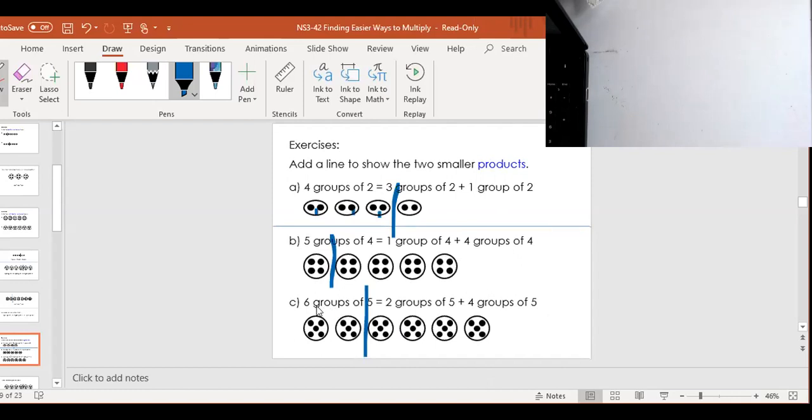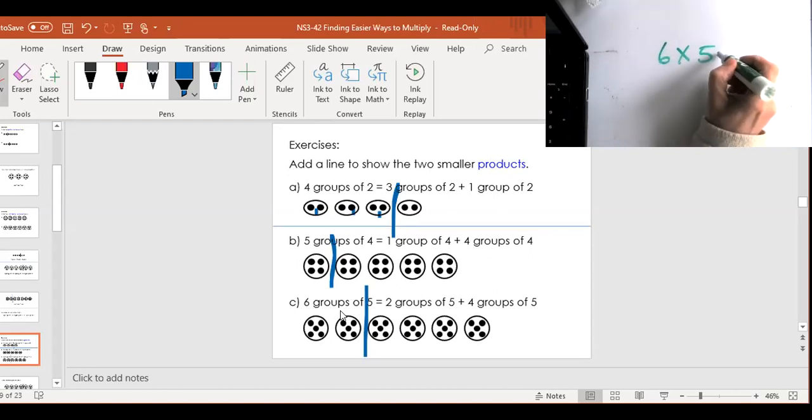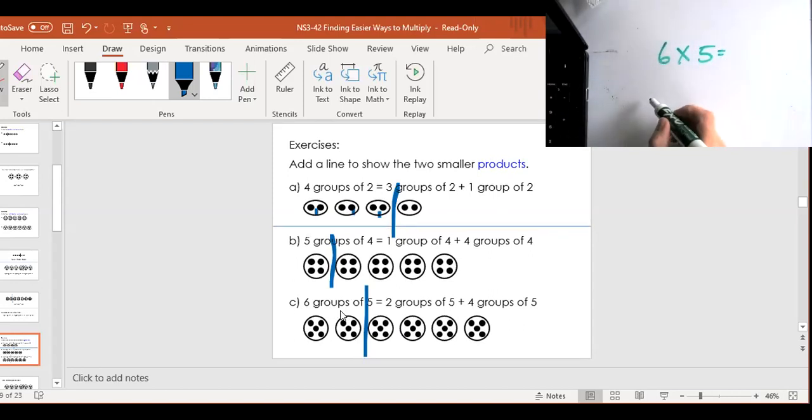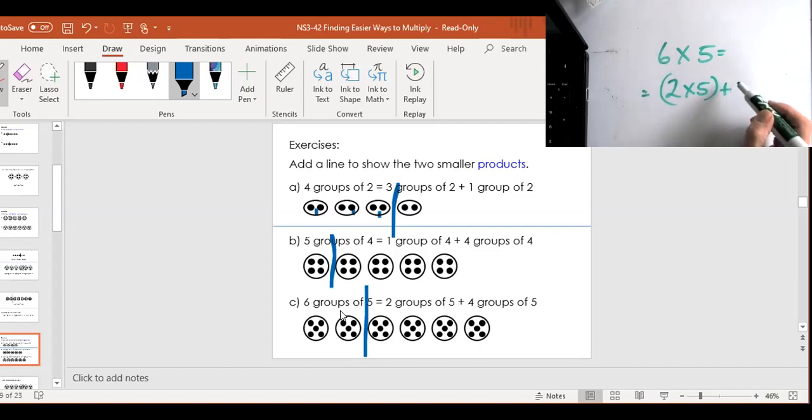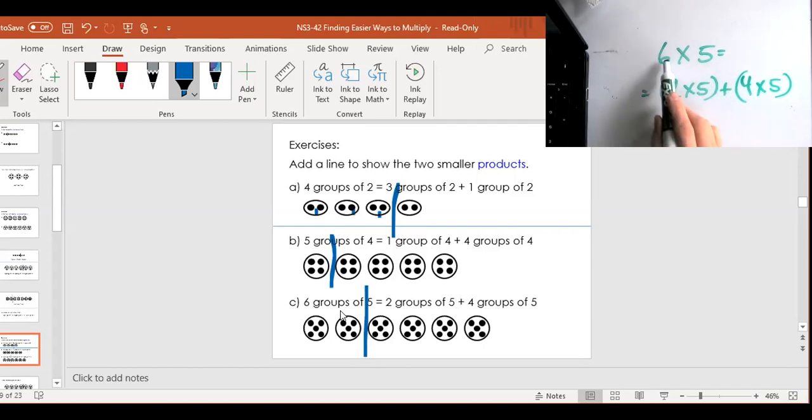So what they're basically telling you is that 6 groups of 5, or 6 times 5, is the same as saying 2 times 5 plus 4 times 5. It's the same. It's because 4 plus 2 is 6. So 6 times 5 is the same as 4 times 5 plus 2 times 5. Okay? I think that you can see that.